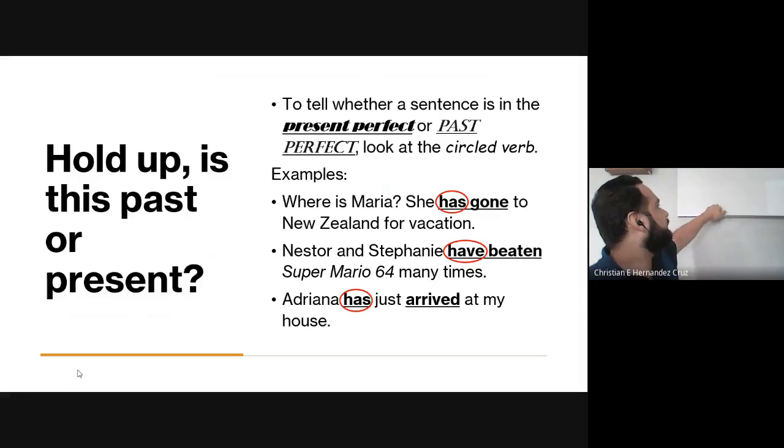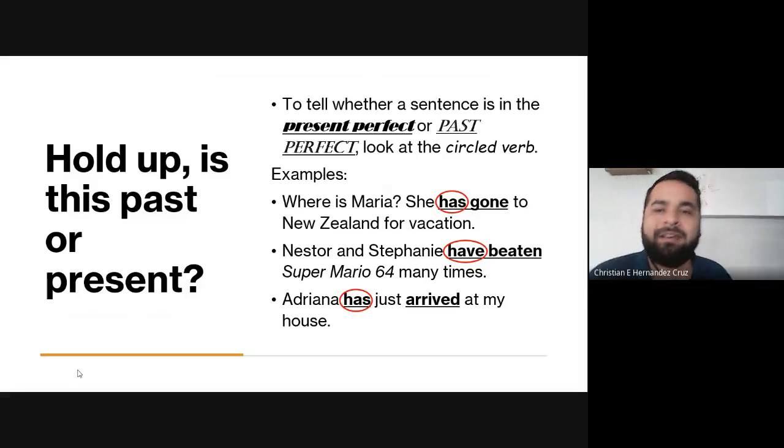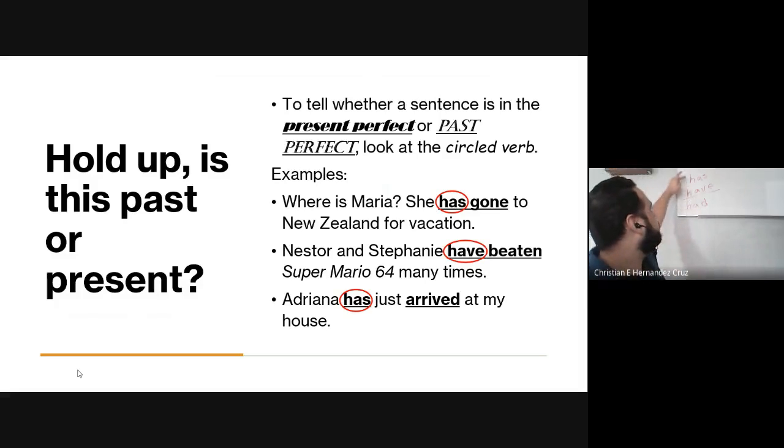So basically, when we use has or have instead of had. I don't know if you guys can see my camera, but I wrote on my board has, have, and had. So these first two would be in the present, and then this last one would be in the past.